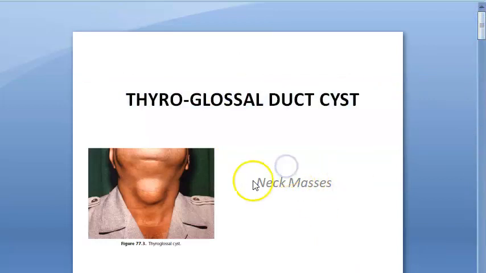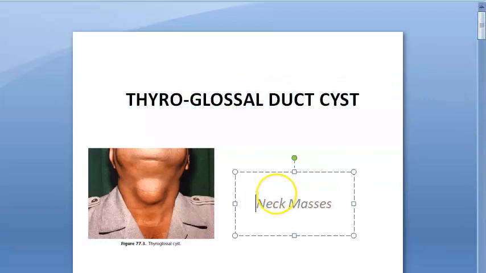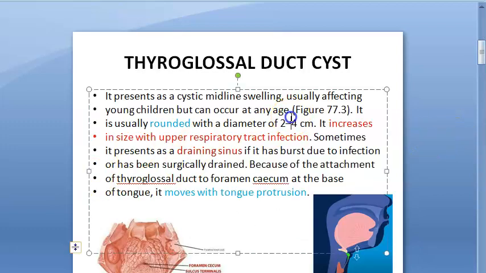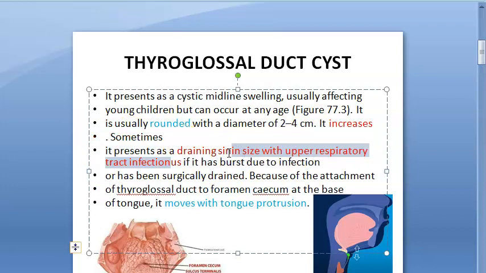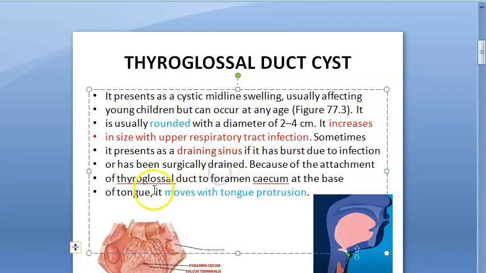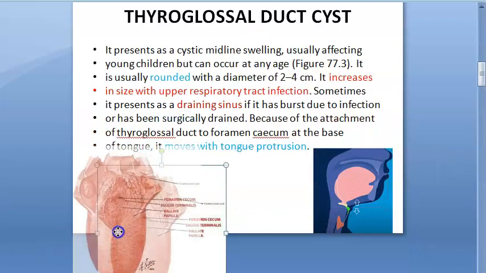What is it? TGDC. It's a midline neck mass. Okay, so basically, what is it? It is a midline cystic swelling, and it is rounded. It increases in size whenever there is infection. It can also have a draining sinus. It moves with tongue protrusion, remember. Okay, it moves with tongue protrusion.